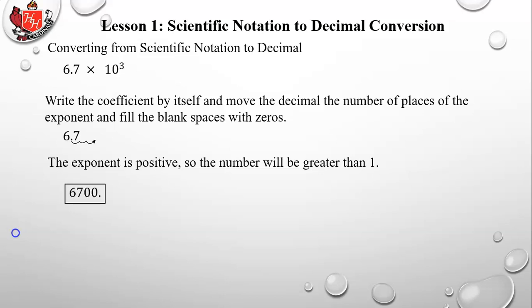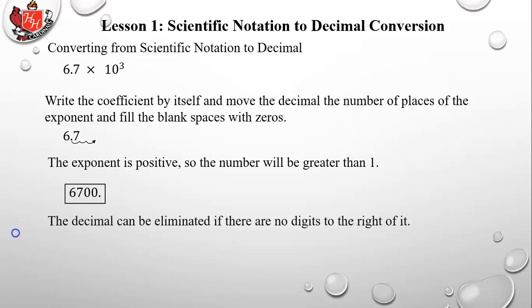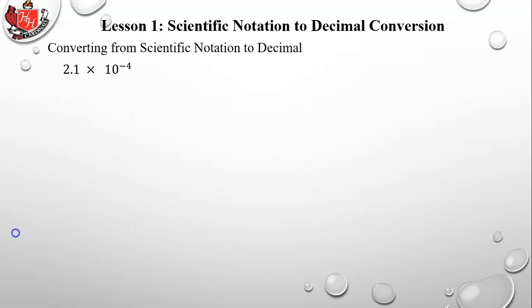And that number would be 6,700. And the decimal can be eliminated if there are no digits to the right of it. Okay, so that would be the answer for that. Okay, let's try another one. Try to do this one on your own. It's got a negative exponent this time.